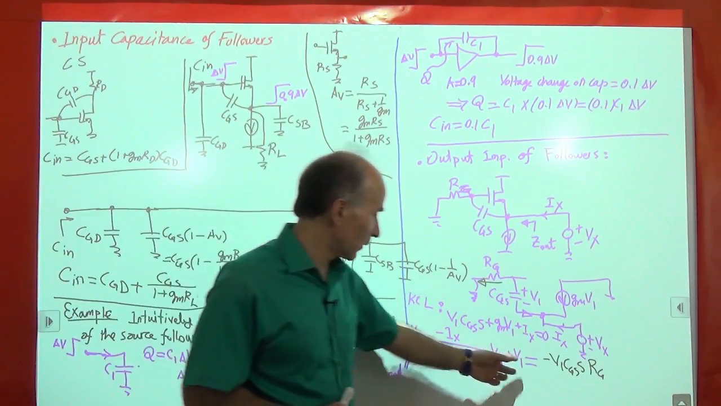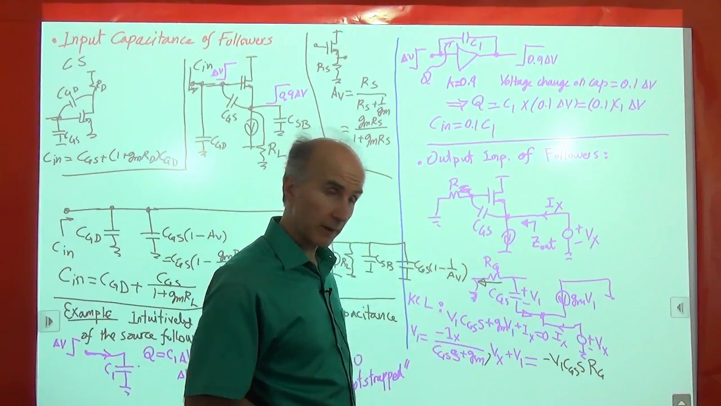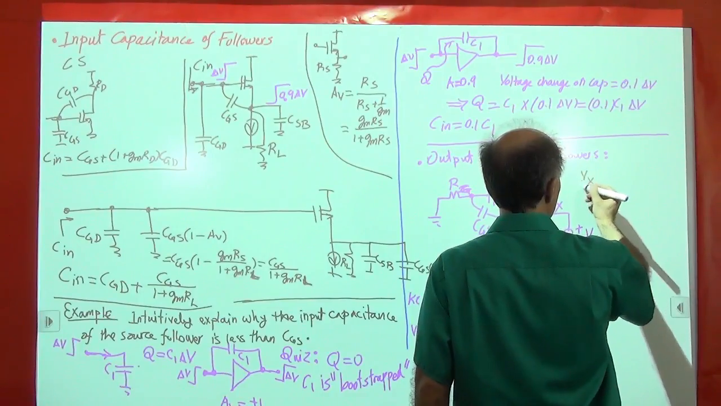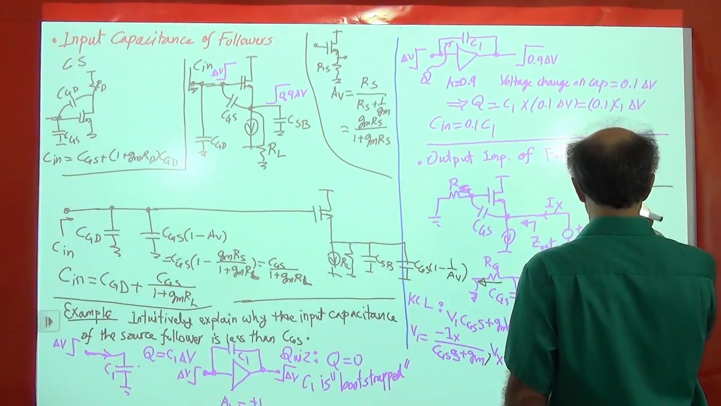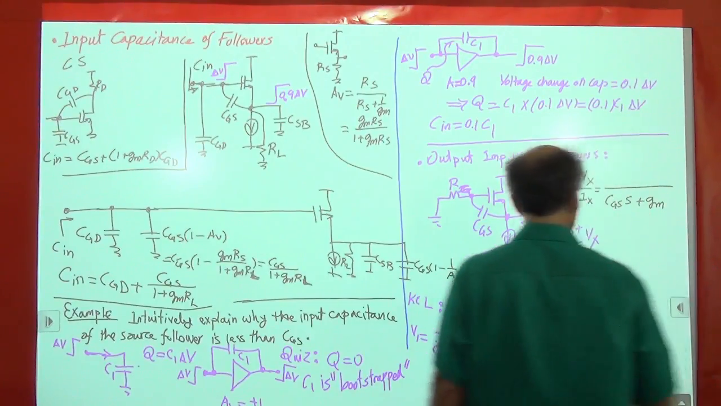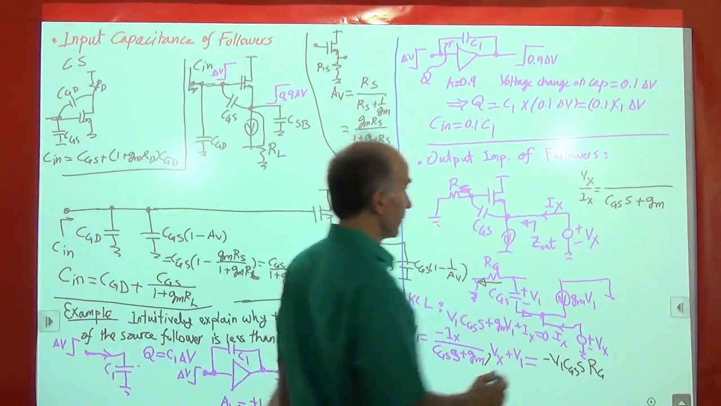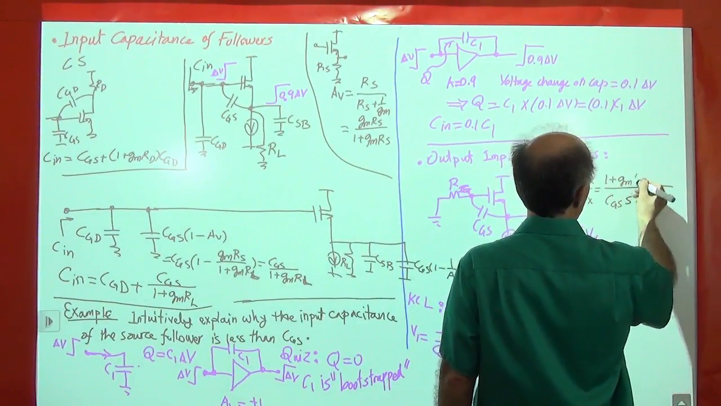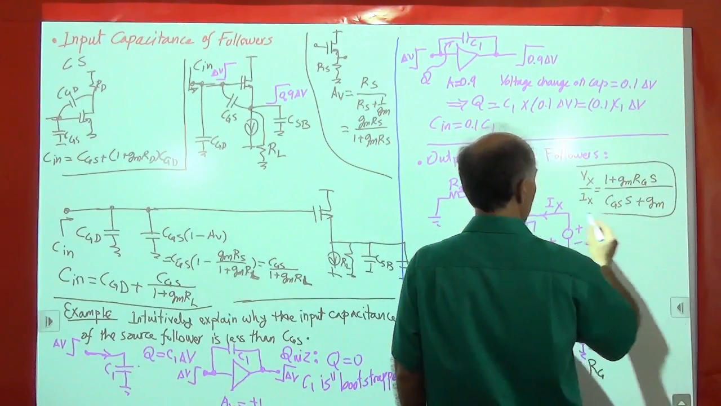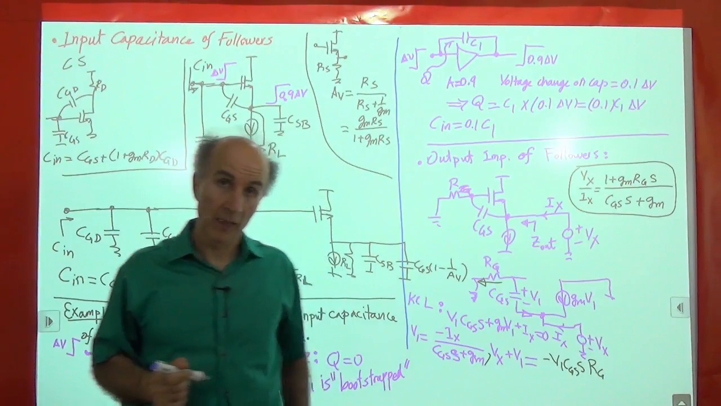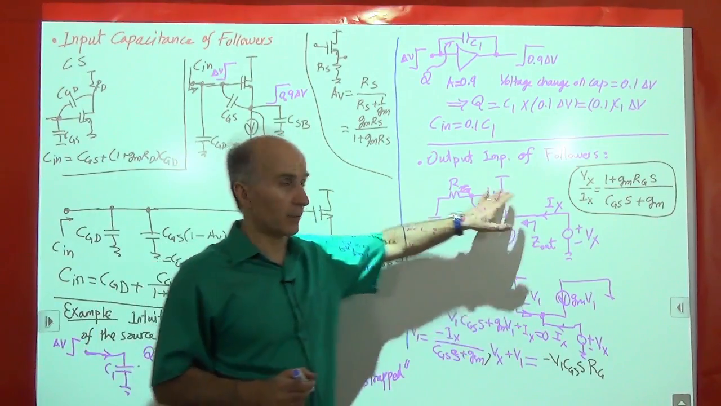So now I can plug in for V1 from here, and I can simplify, and that gives me the equation for the output impedance of the circuit. Let me write that here because I have more room: Vx over Ix. And that will come out to be something like this. It will be (CGS s plus gm), and then we have 1 plus gm RG... over the expression. So that is the equation that we obtain for the output impedance of the source follower, assuming that CGD is neglected and CSB is neglected. And of course, channel length modulation is neglected too.